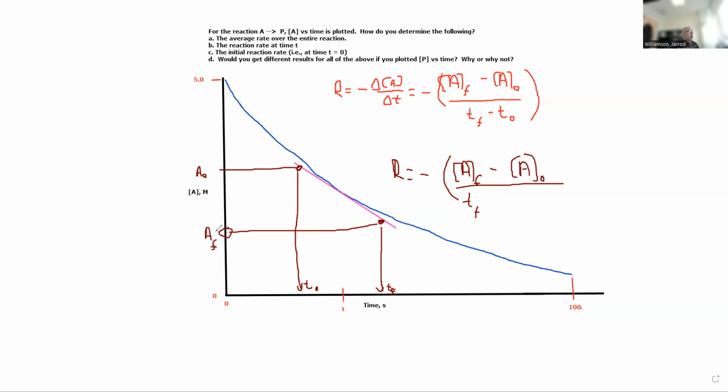And whatever final concentration that was, right? Oh, excuse me, I already put that there. And whatever initial time that was, I would put that there.